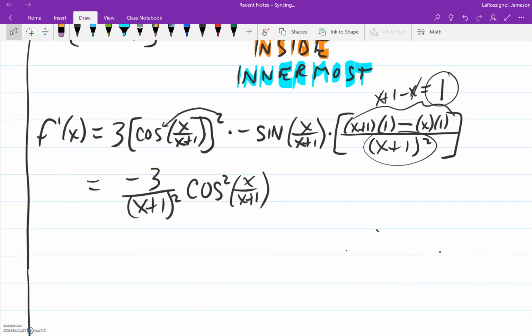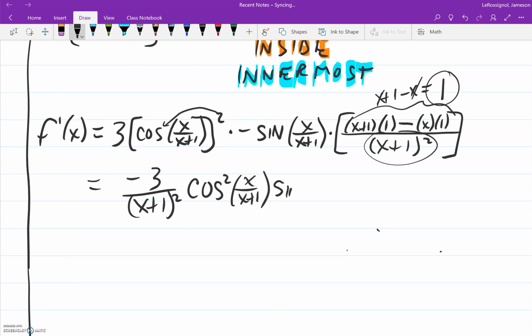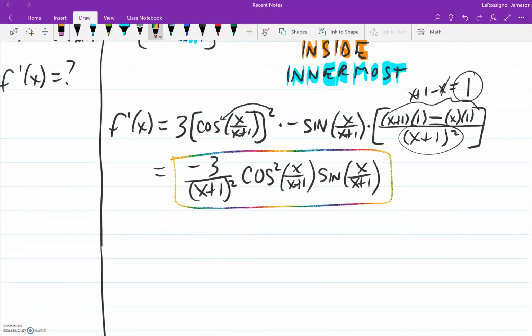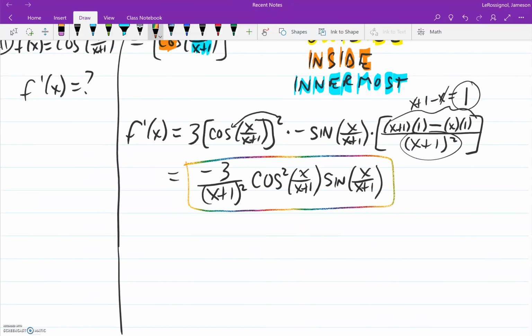So back to it. We're here, and I need to put my sine of x over x plus 1. That's looking good right there. All right, so that right there is our final answer. That's looking pretty good. How about we use this to color that in? There we go. Beautiful. All right, so there are some other ways to write this. You could put the x plus 1 squared on the bottom and the negative 3 on top, but that's pretty ugly looking because you have fractions within fractions. So we're going to avoid that.